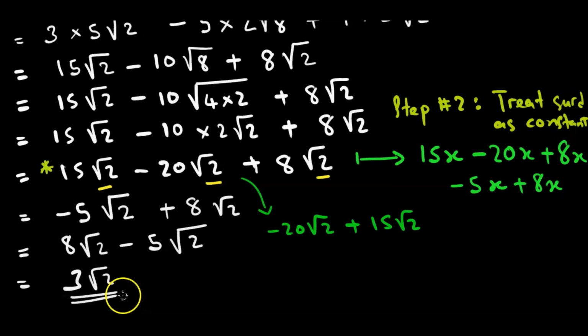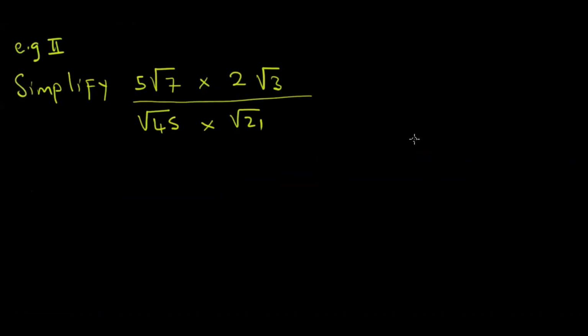Let us proceed to our next question. We have our second example here. Our example is to simplify 5 the square root of 7 times 2 the square root of 3 over the square root of 45 times the square root of 21. What we always have to do when dealing with SADs is to simplify them to their lowest possible form, or rather, simplify to their simplest form.